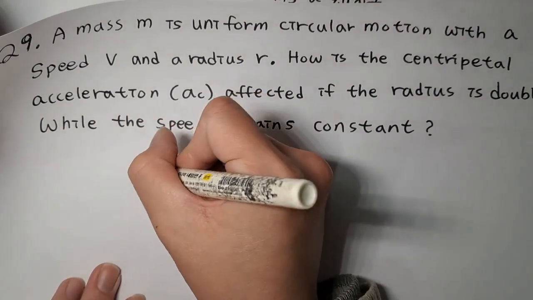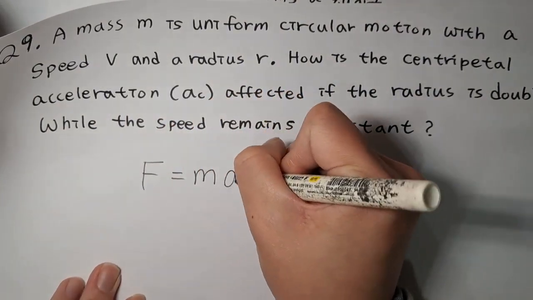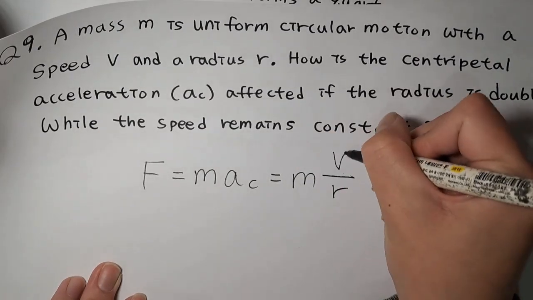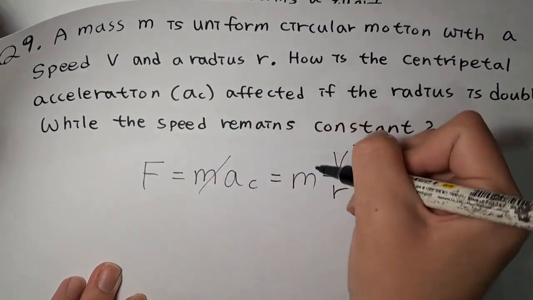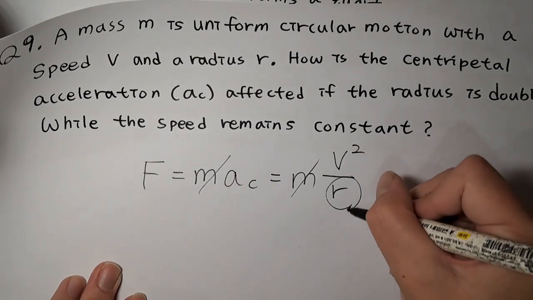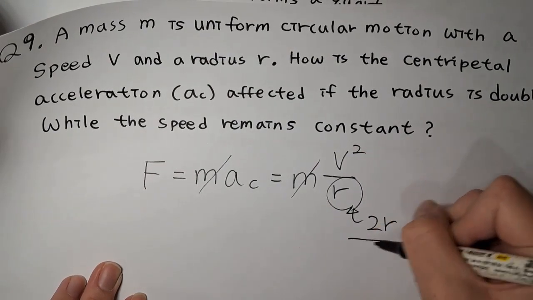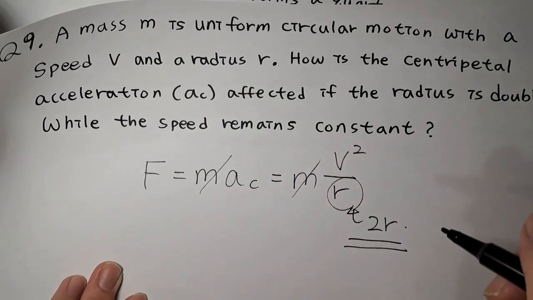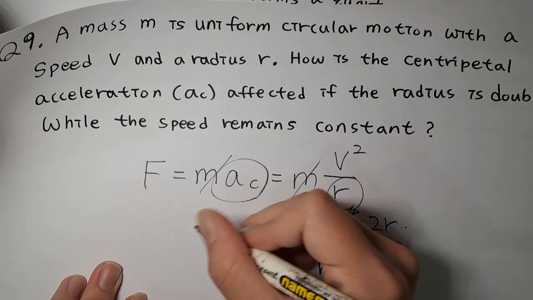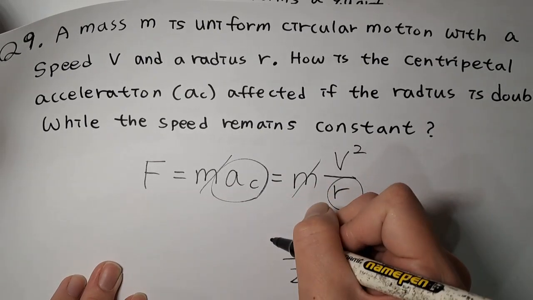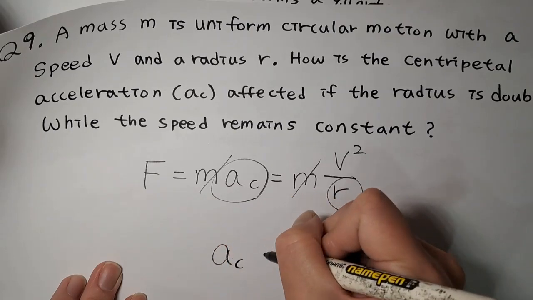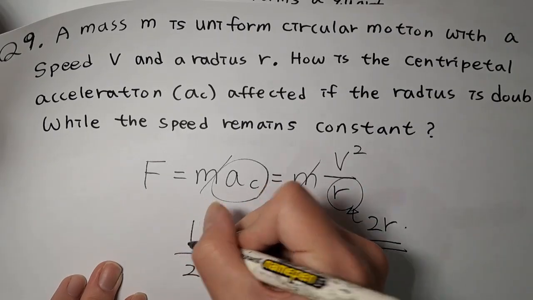So this is the force. And this is going to cancel. This r is replaced by 2r, and this means the centripetal acceleration is going to be 1/2.